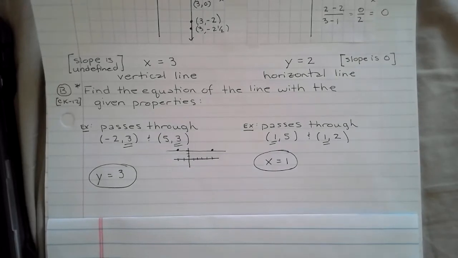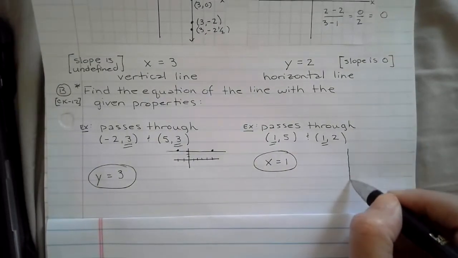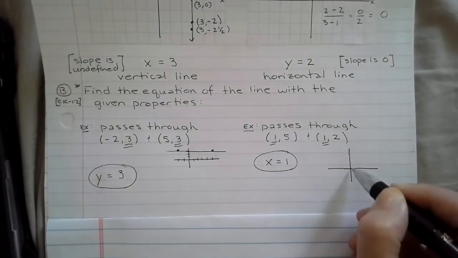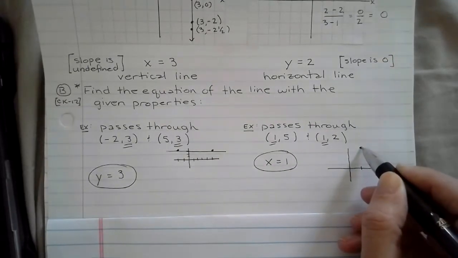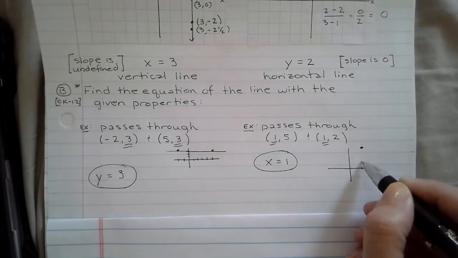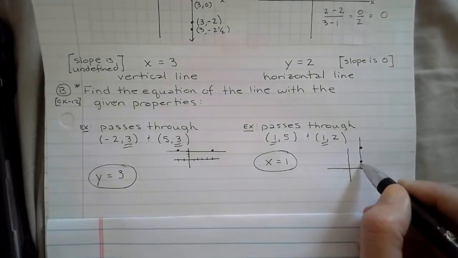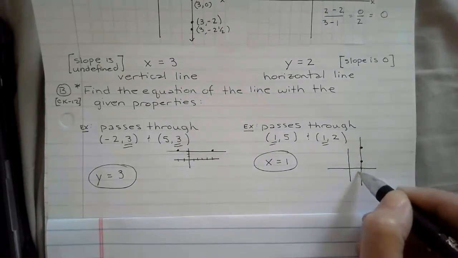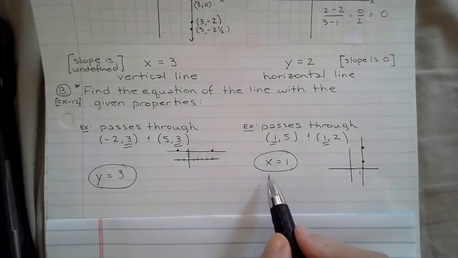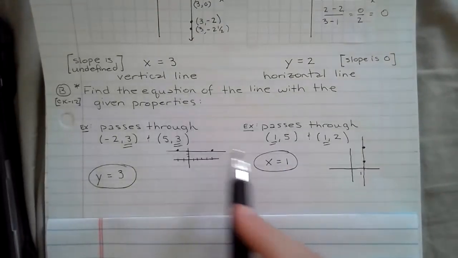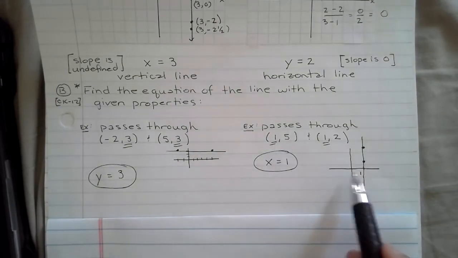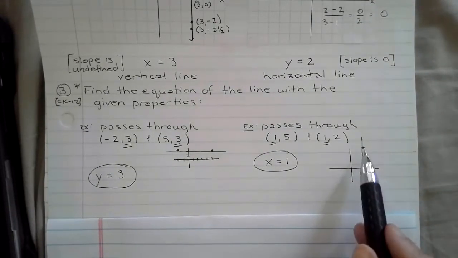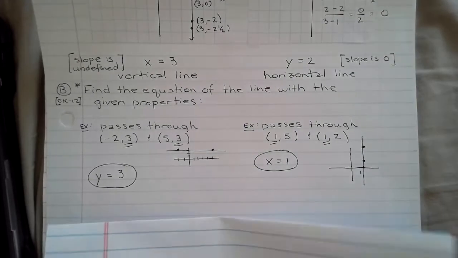Done. Or you could do what I actually really recommend, which is that you plot them. I'm going to go over 1 and up 5. I'm going over 1 and up 2. And if I connect those dots, I realize it's a vertical line, right? I realize that it's got to be an x equals line. All vertical lines are x equals lines. And I notice that the x values on this line are always 1. And that's the other way to do it.